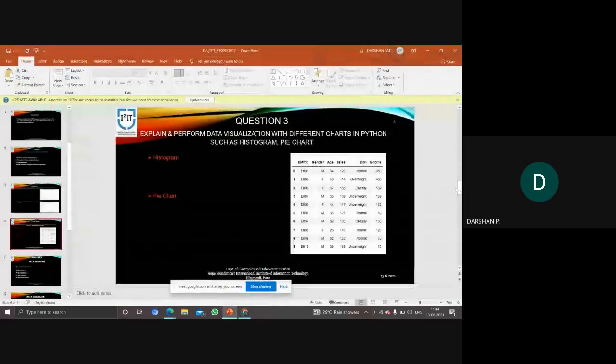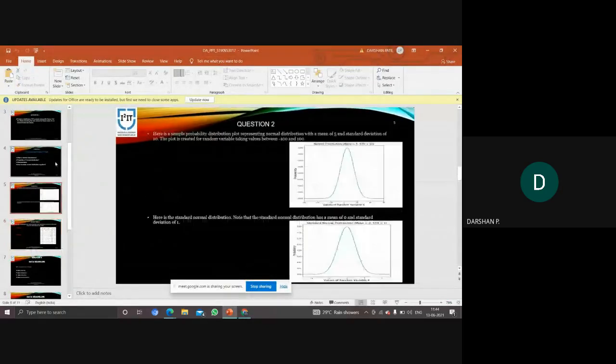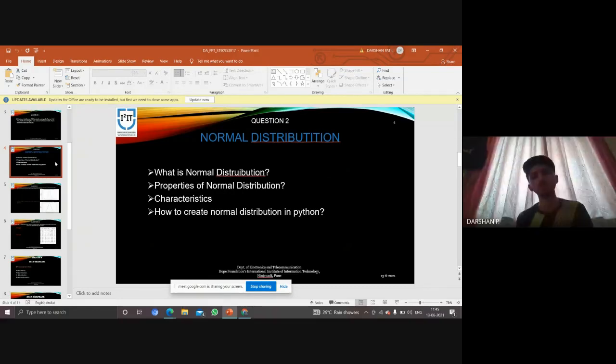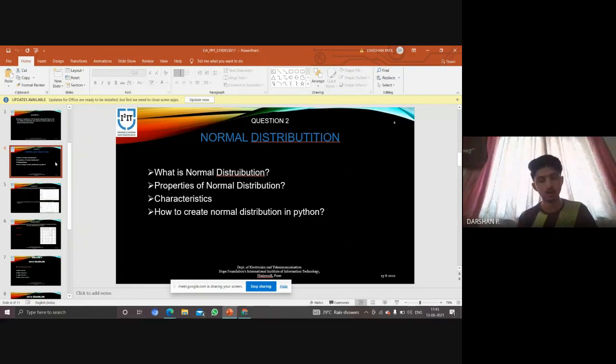So my next question is about the normal distribution. What does normal distribution mean? Normal distribution is also known as Gaussian distribution. This information is from Google, but I know what the Gaussian distribution is and what the normal distribution is. In the normal distribution, the mean, mode, and median are all at the symmetrical level, and the curve is symmetric at the center, like this.